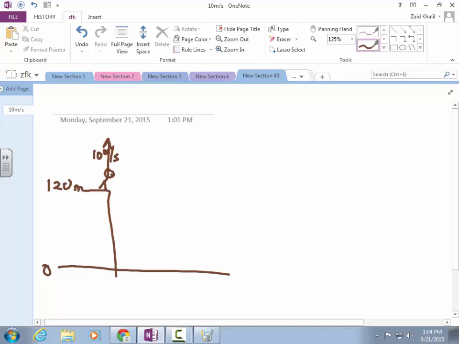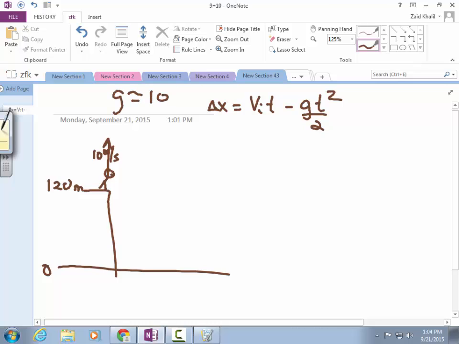So first kinematic equation says what? Delta x equals VIT minus GT squared over 2. All right? And I'll even throw you a bone. G is 10. So, what's VI? 10. So, what do I do?